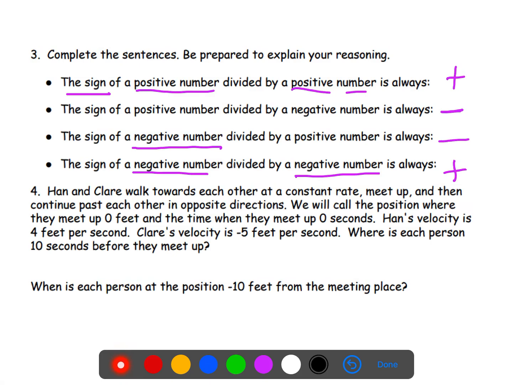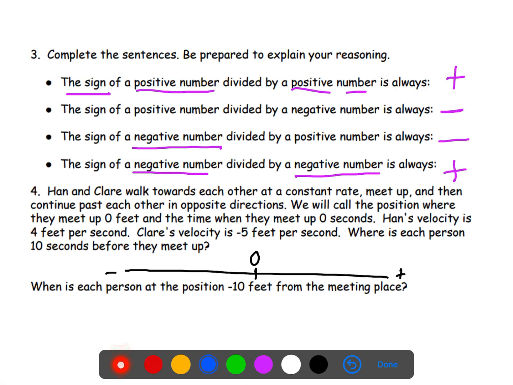I think this would be a great thing to draw out. So we'll draw their path. And remember, we have our positive end and our negative end, like on a number line. 0 here in the middle is that meeting point. And if you remember from the cars and the traffic cameras, if the velocity is positive, that car, that person, is traveling towards the positive end. And if it's negative, they're traveling into the negative end.